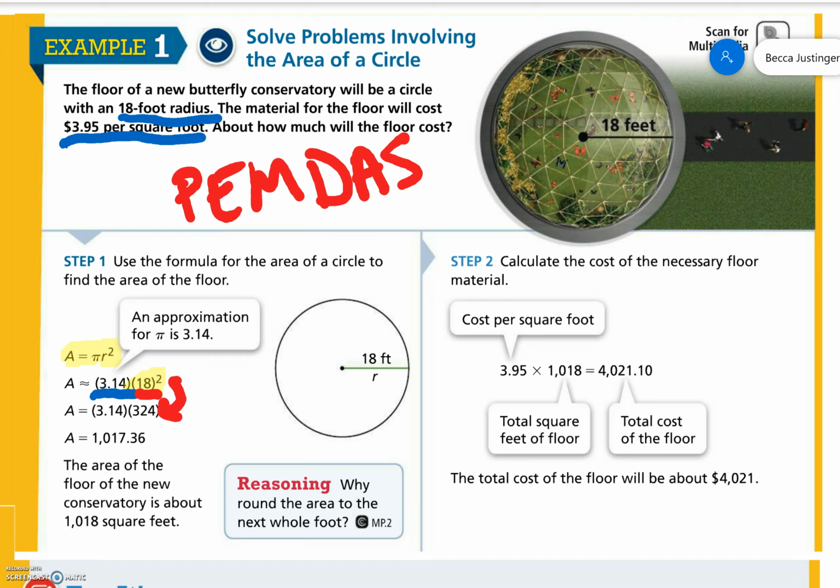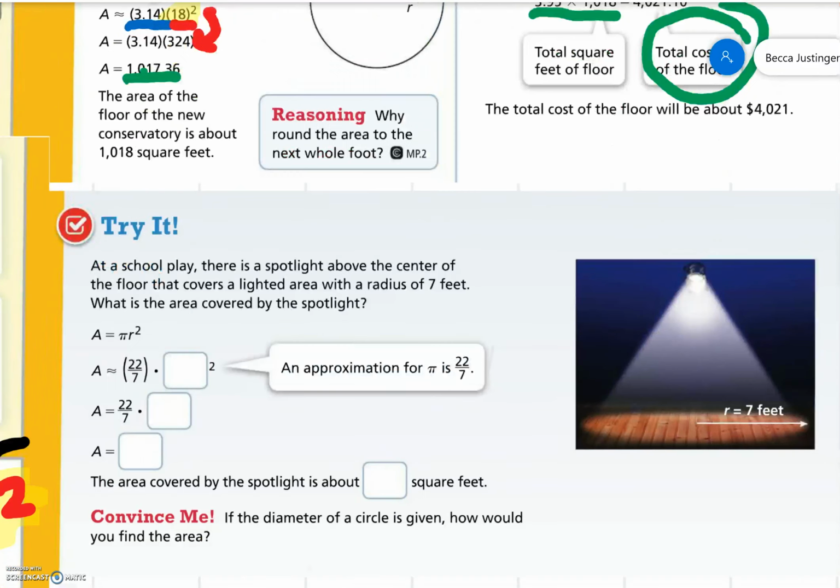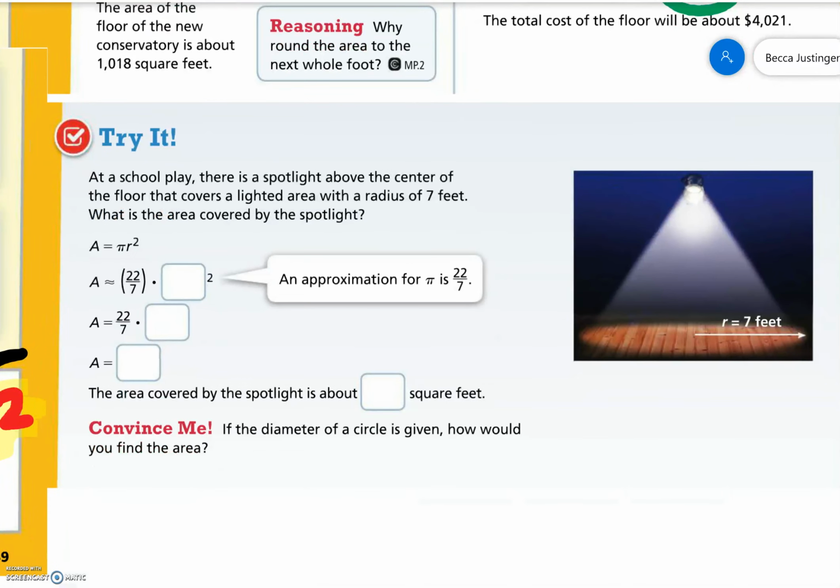So now we've got to figure out how much the floor is going to cost. Well, if each foot is $3.95, and we have 1,017.36 of them, we will multiply to get the total cost of the floor. So the total cost of the floor will be about $4,021.